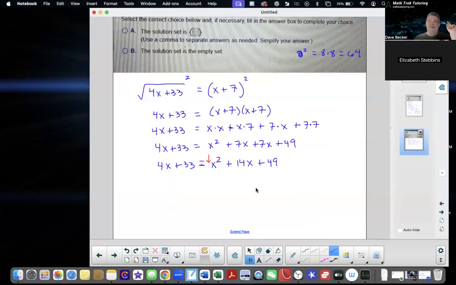Okay. So what I'm going to do is move the 4x and the 33 over here. And what I like to do is when I do have like terms, I just line them up on top of each other.